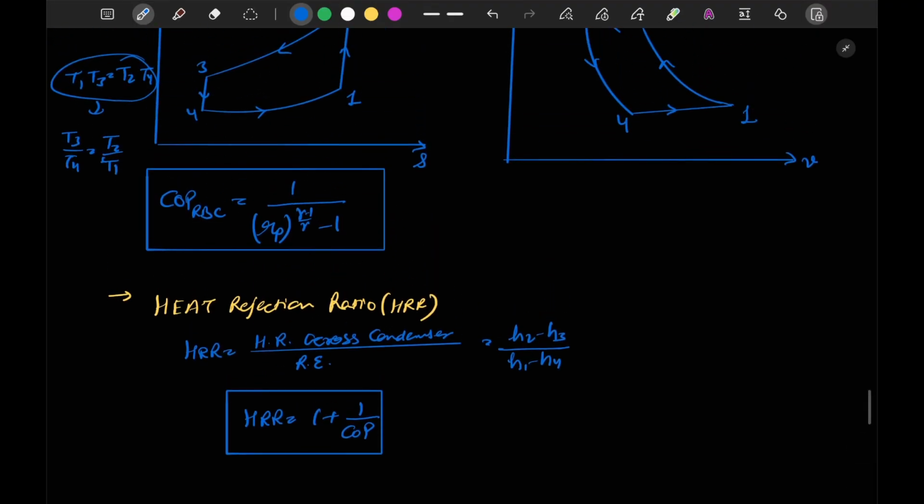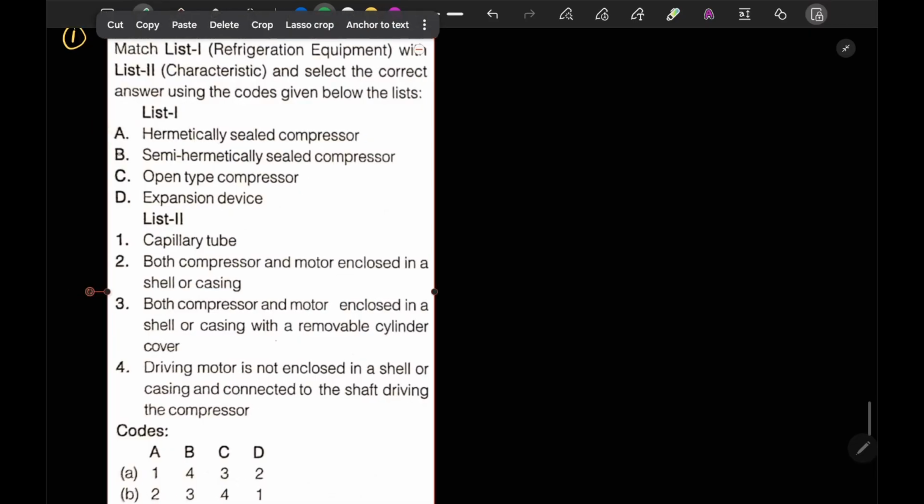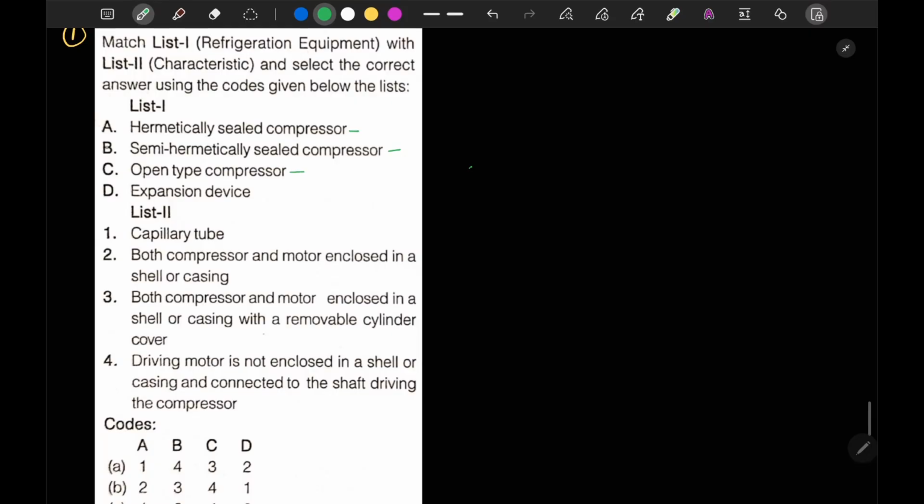Now we will start our questions on air refrigeration system. Let's start with question number 1. This is the match list question: refrigeration equipment with characteristics. We have seen in the last lecture the hermetically sealed compressor, semi hermetically sealed compressor, open type compressor, and expansion device. We know that the capillary tube is an example of an expansion device.